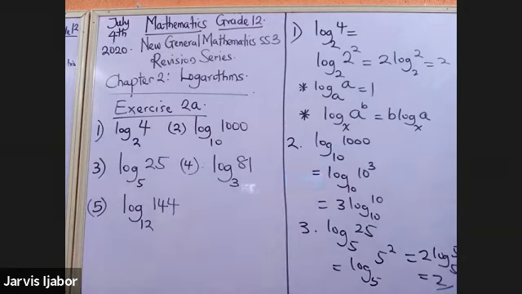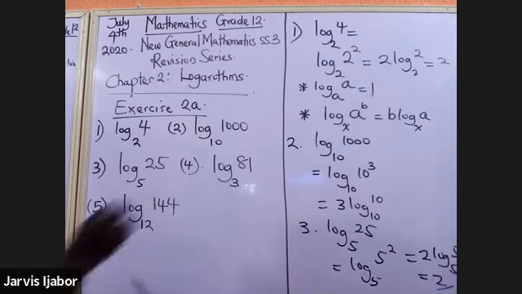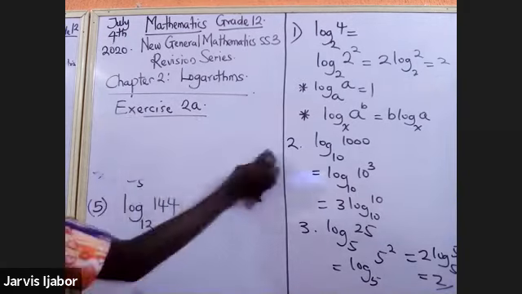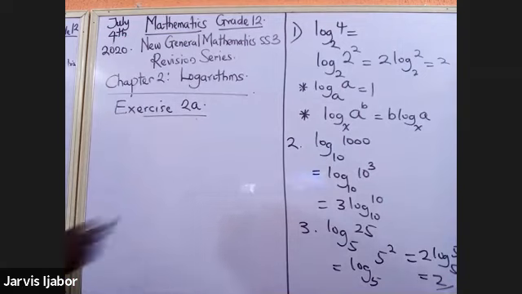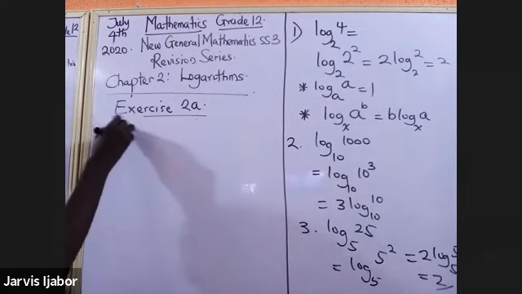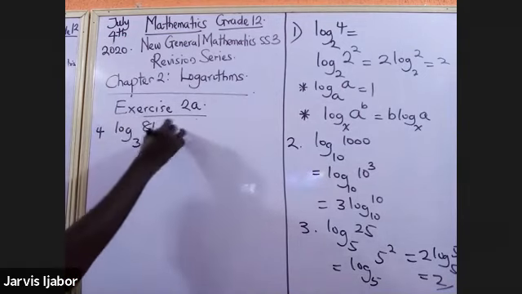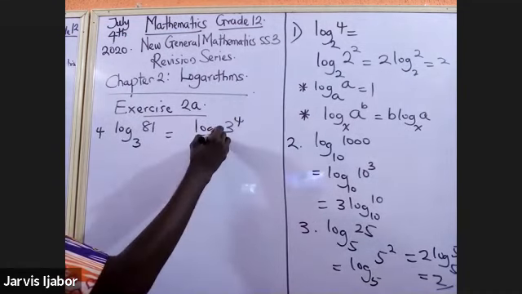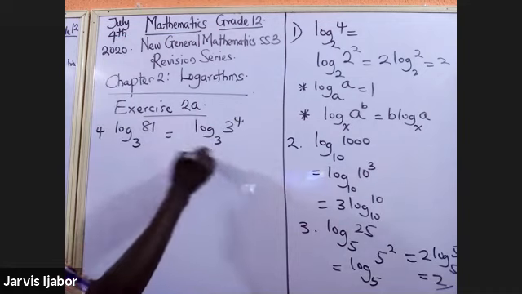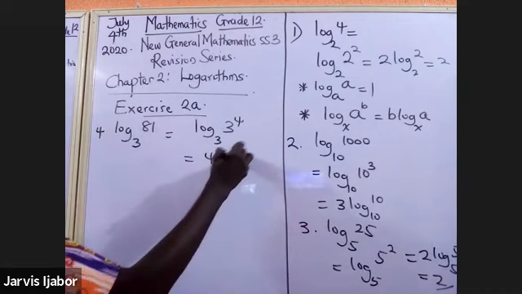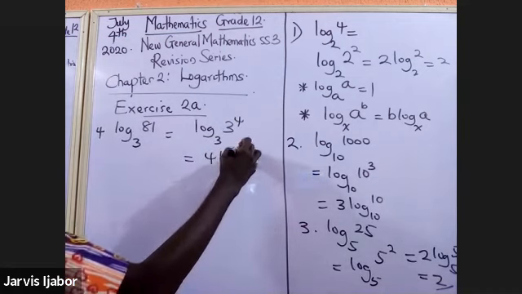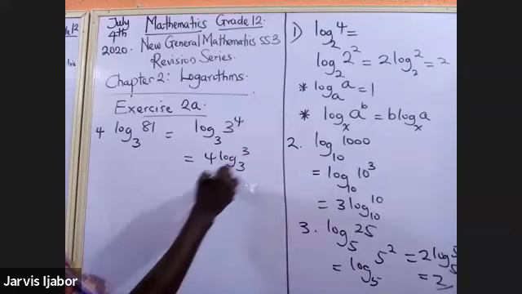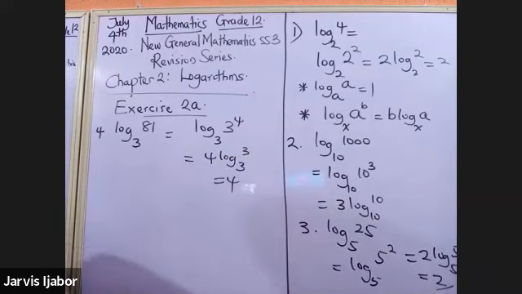Now, let's look at question 4. In question 4, you have log 81 base 3. That will be log 3 to the power of 4 base 3, which will be 4 log 3 base 3, and that will be what? 4.